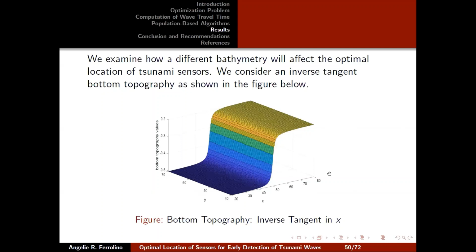Now, we examine how a different bathymetry will affect the optimal location of the sensors. We consider an inverse tangent bottom topography as shown in this figure. So from here in the left side, or the area with lower values of x, we have a larger depth, while on the right side, we have a shallower area.